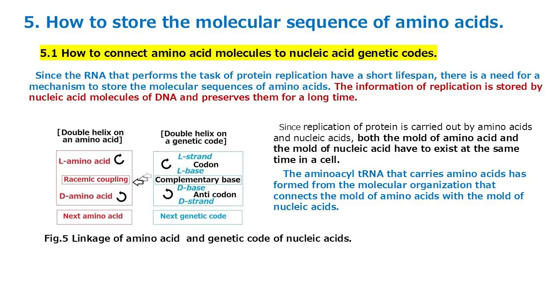How to store the molecular sequence of amino acids. How to connect amino acid molecules to nucleic acid genetic codes. Since the RNA that performs the task of protein replication has a short lifespan, there is a need for a mechanism to store the molecular sequences of amino acids. The information of replication is stored by nucleic acid molecules of DNA and preserves them for a long time.